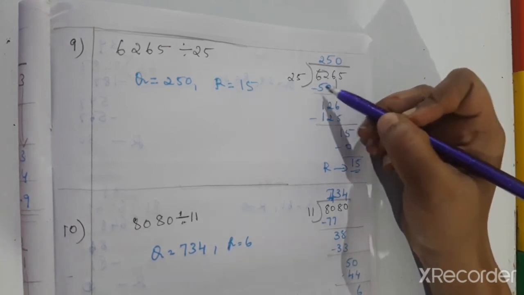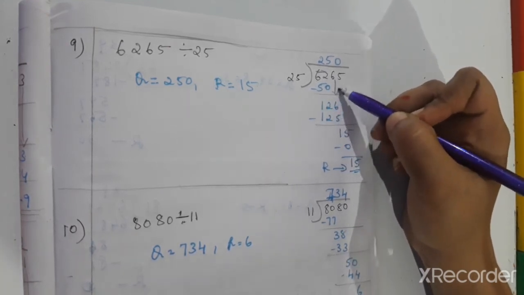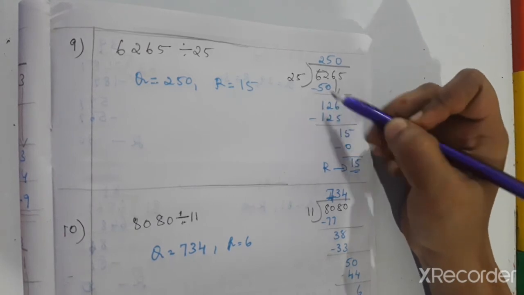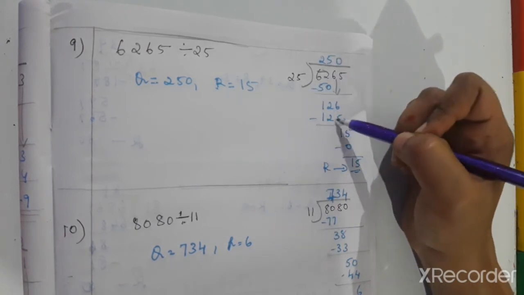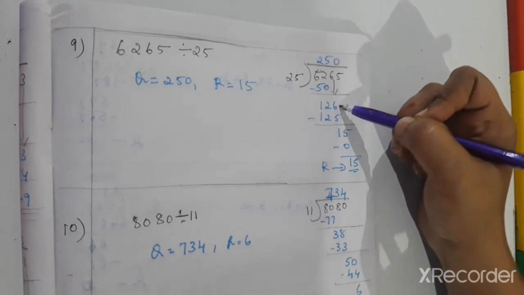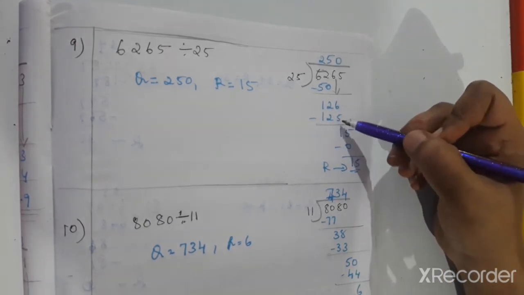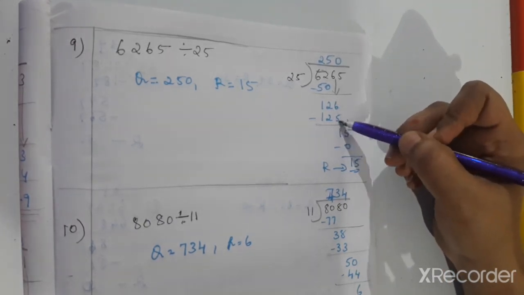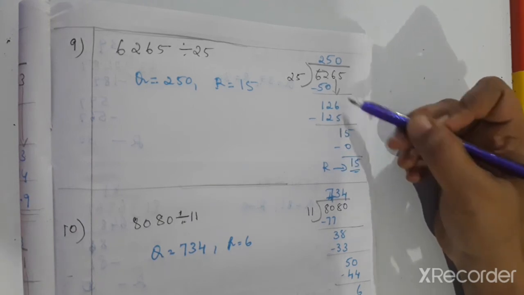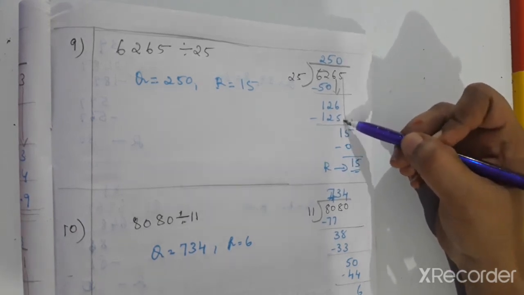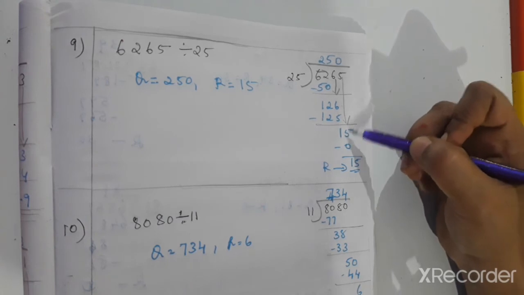Then after subtraction you get 12, bring 6 down. Now 126. 25 fives are 125, that is nearer to 126. Now 126 minus 125, subtract the value. After subtraction you get 1 as a remainder. Then bring one number down, that is 5.